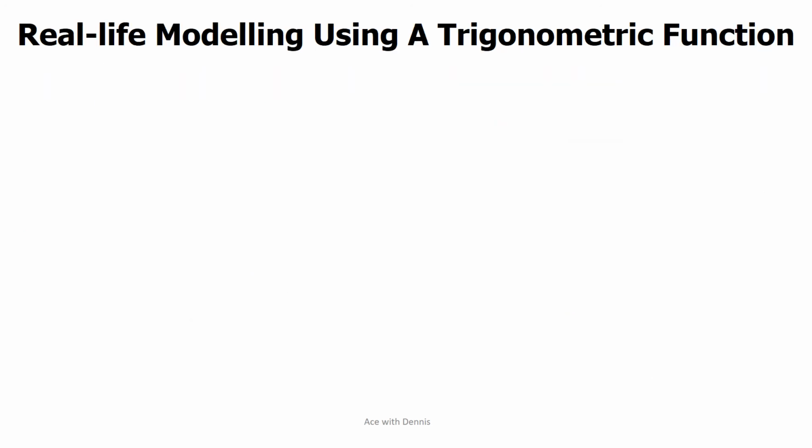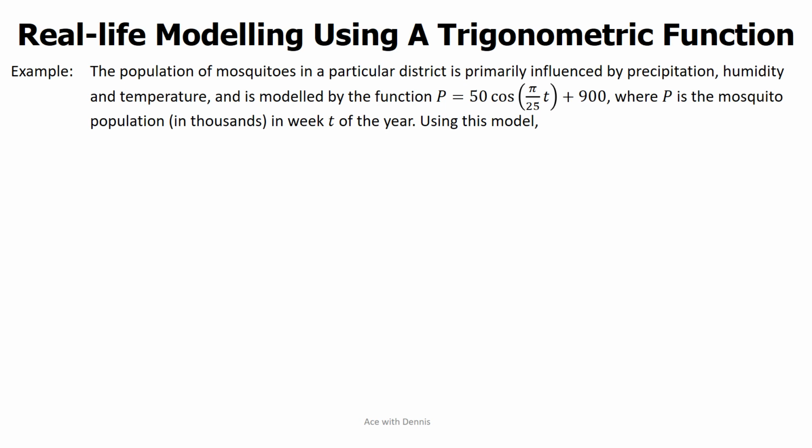Okay, now let's talk about the real life modeling using a trigonometric function. So here's an example. The population of mosquitoes in a particular district is primarily influenced by precipitation, humidity, and temperature, and is modeled by the function p equals 50 cosine pi over 25t plus 900, where p is the mosquito population in thousands in week t of the year.